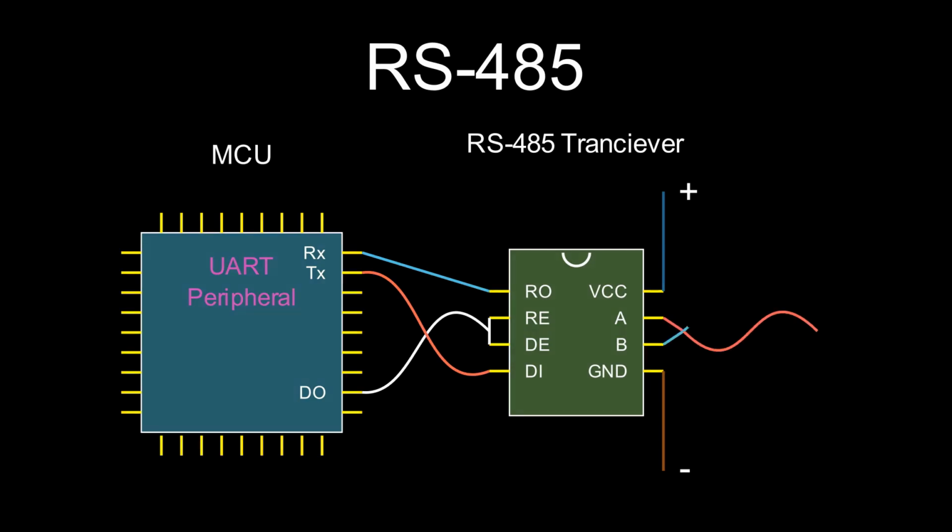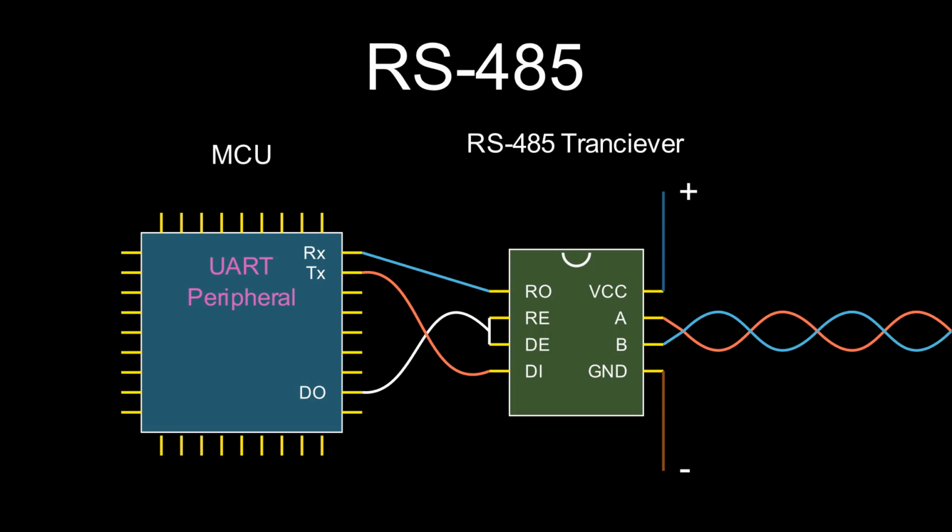The A and B pins are used for differential signaling, which means that the signal is transmitted as the difference between 2 voltages. This method helps to improve noise immunity and allows for reliable communication over long distances. When data is transmitted, the voltage difference between pins A and B determines the logical state.